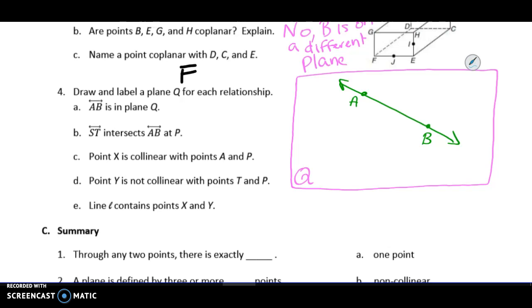So now on step B, it says that line ST intersects line AB at point P. So I already have my line AB. Now I need a new line called ST intersecting line AB. And I'm told that it intersects that line at the point P. C. Point X is collinear with points A and P. What does it mean to be collinear? It meant that they lie on the same line. So the line that AP is on, somewhere on that line, you need to include the point X.